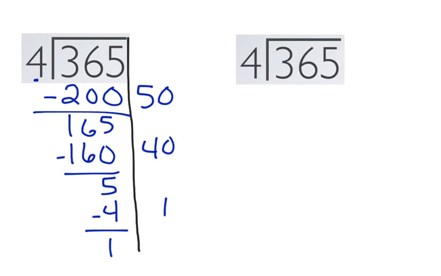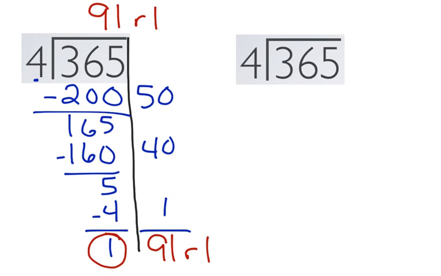Now, to find out exactly how many items go into each of the groups, I just add up the column on the right. 50 plus 40 is 90, plus 1 is 91. And I do have that leftover one on the left over here, and that becomes my remainder. So I'm able to split 365 into 4 groups by giving 91 items to each group, and then I'll have that 1 left over.